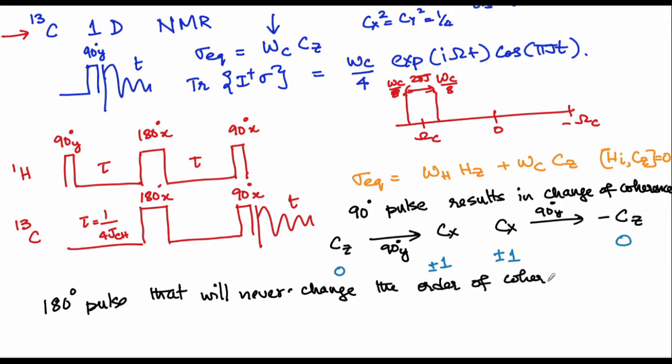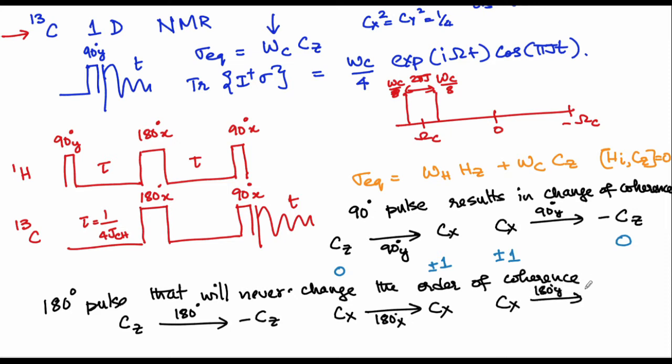Why am I detailing all this? Because that's going to help you apply this part of the pulse program on the natural magnetization of carbon in a very easy way. For instance, let's say you are along Cz and you applied a 180-degree pulse along the X or Y axis, you're going to get minus Cz. Similarly, if you are along Cx and you apply a 180-degree pulse along the X axis, you are going to remain wherever you were. On the other hand, Cx on a 180-degree pulse along Y is going to be minus Cx.